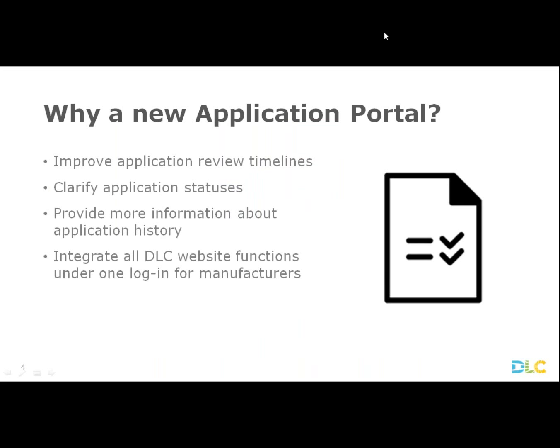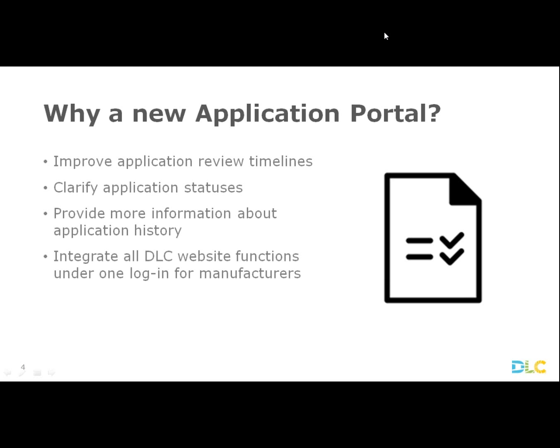So a quick overview of why we launched a new application portal before we get into the nitty-gritty of how to use the system. We have four main reasons. Firstly, we want to improve application review timelines for you as manufacturers so that you can get your products qualified on the QPL in a timely manner. So this system is set up to, as we get the kinks worked out, improve the time between submitting a product and seeing that product on the QPL.